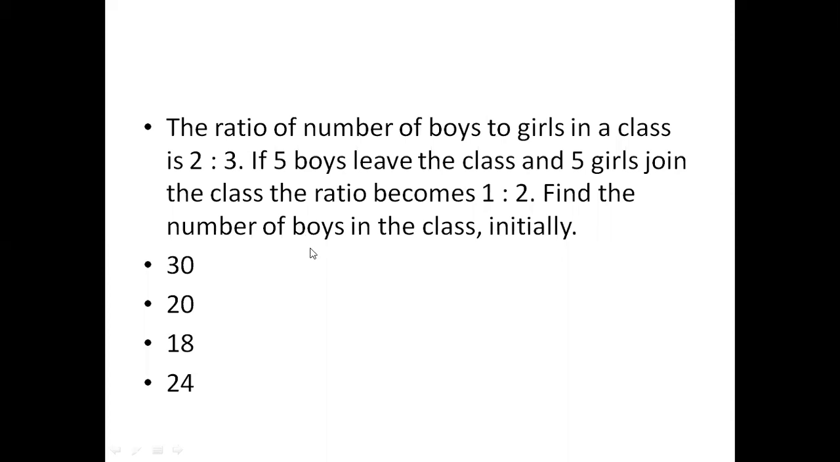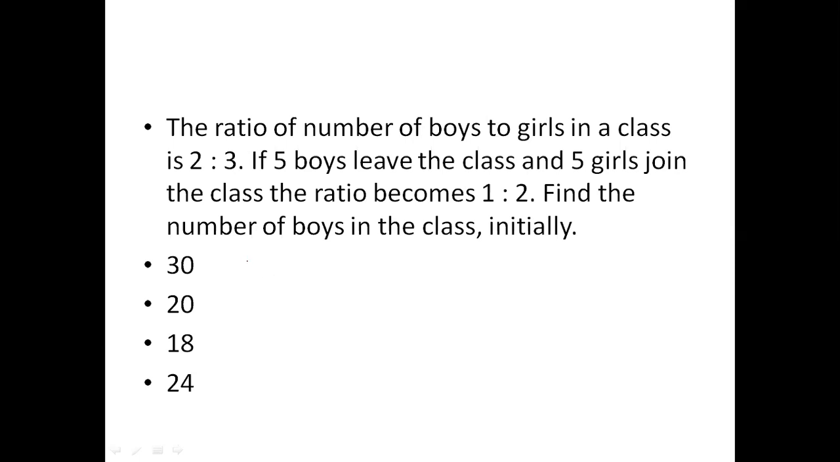The ratio of number of boys to girls in a class is 2 is to 3. If 5 boys leave the class and 5 girls join the class, the ratio becomes 1 is to 2. Okay. So find the number of boys in the class initially.